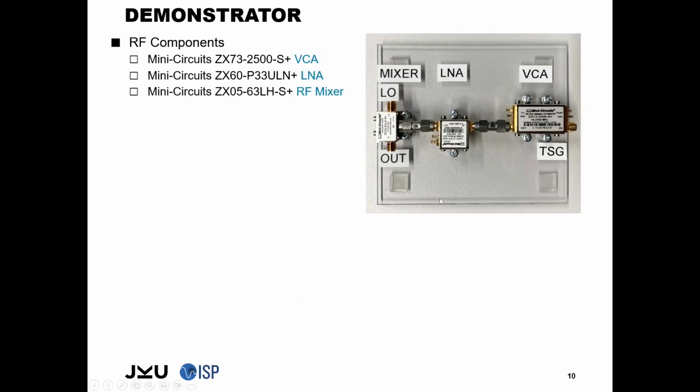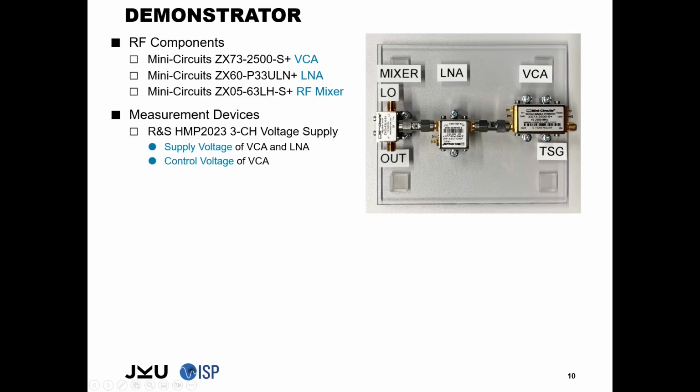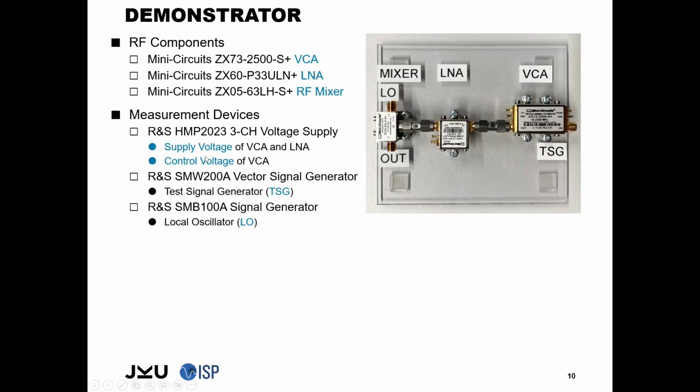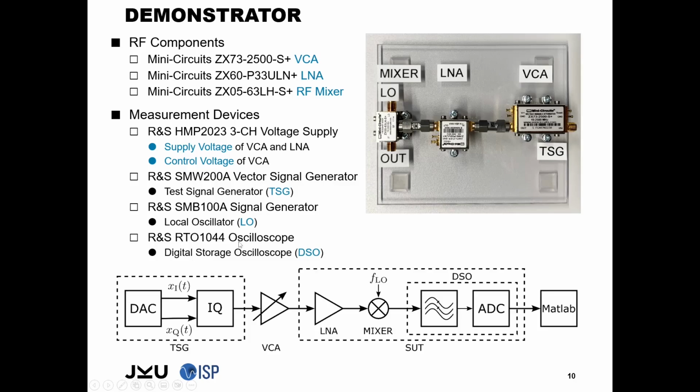For this, we need, of course, a demonstrator. In this demonstrator, we have the voltage-controlled attenuator, the low noise amplifier, and the mixer. Furthermore, we need a voltage supply for supplying the voltage-controlled attenuator and the low noise amplifier, and also controlling the voltage of the voltage-controlled attenuator. Then we need the signal generator, which is providing the two-tone signal, and another signal generator for the local oscillator. And then we have the oscilloscope for sampling the time domain signal and sending it to MATLAB.